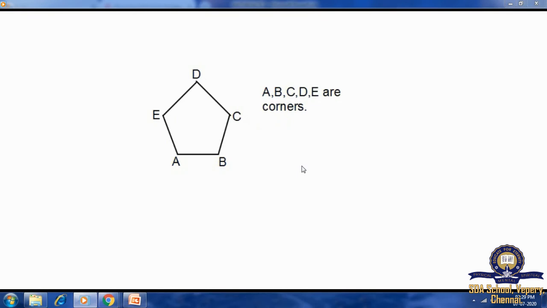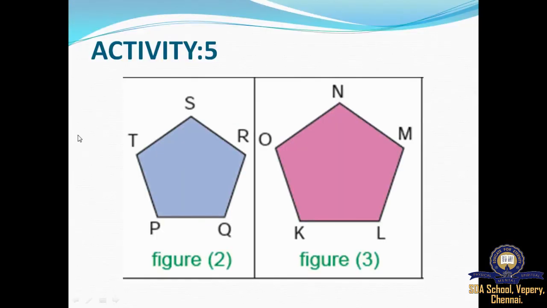Now we are going to write it as AB, BC, CD, DE and EA are the sides of a pentagon. We come back to the activity 5. Draw the pentagon shape in your note and give the name as P, Q, R, S and T. Find out the sides and corners of a pentagon for both pentagons. Okay.